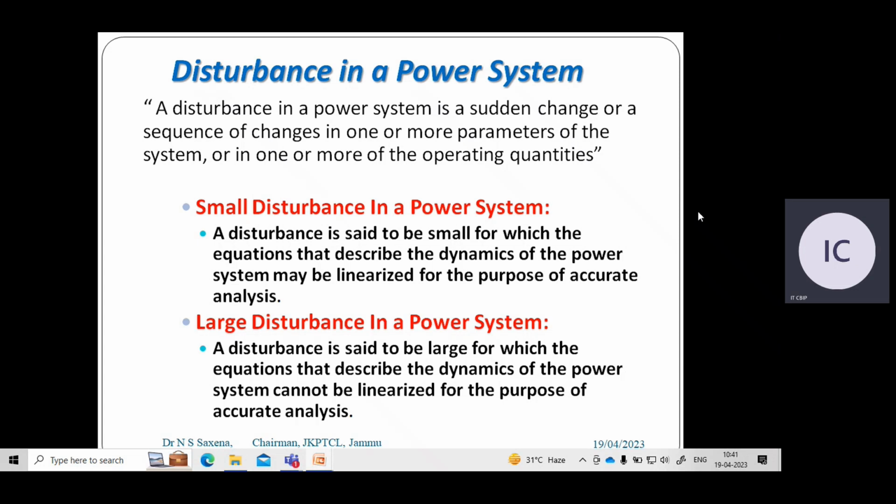So a disturbance in a power system is a sudden change or a sequence of changes. Like you said, there is a fault, followed by a loss of a line. Whichever line is faulty will be removed. So there can be a sudden change or a sequence of changes in one or more parameters which disturb the system. So what are the possibilities? It can be a small disturbance or a large disturbance.